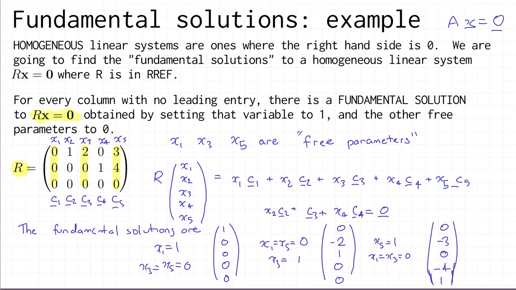So it's very easy to use, for example, column 2 and column 4 to add them to make column 5, because you can see that 3 times column 2 plus 4 times column 4 is very clearly equal to column 5 in our example. And that will work in general for any row-reduced echelon form matrix, because the columns which contain leading entries always have to have that special form where they've got a 1 somewhere and zeros everywhere else.